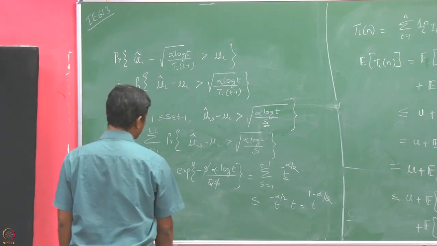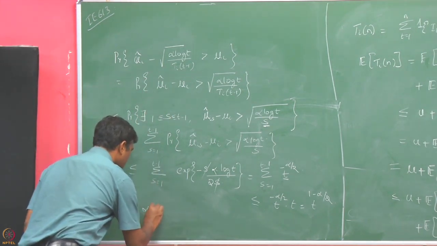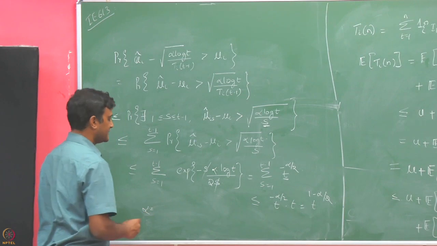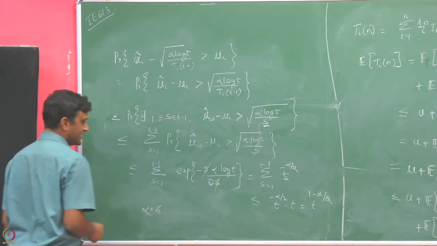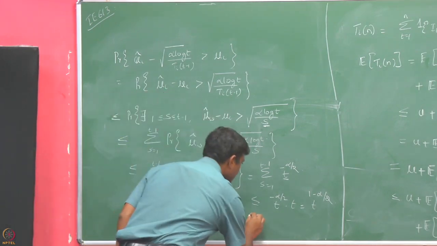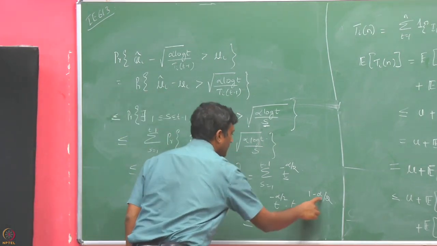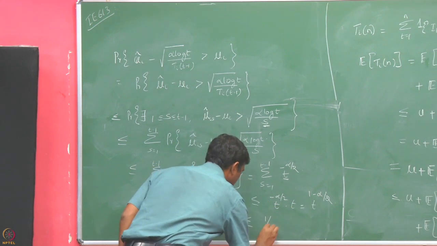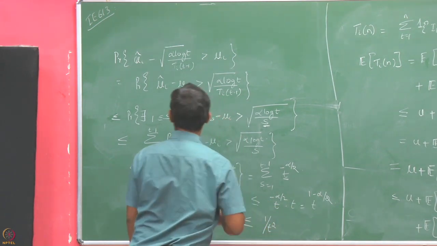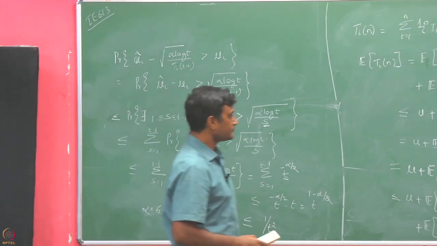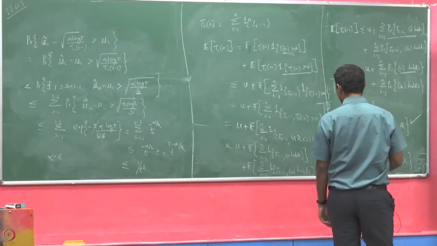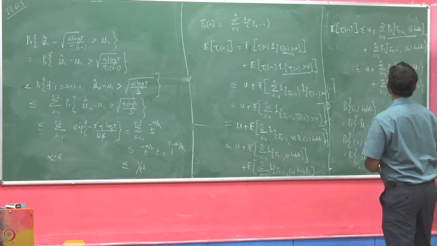Now, I am going to choose specifically alpha to be equal to, let us say, 6. Okay. Now, if I choose this alpha to be 6, the bound I am going to get is 1 upon alpha to the power 1 by 3, and I am going to get it as t equals 6. Now, what am I interested in?